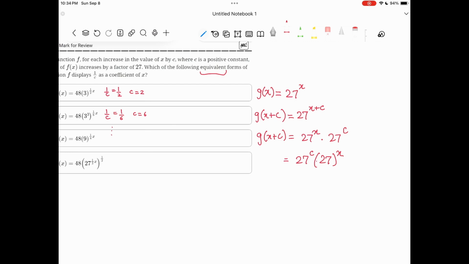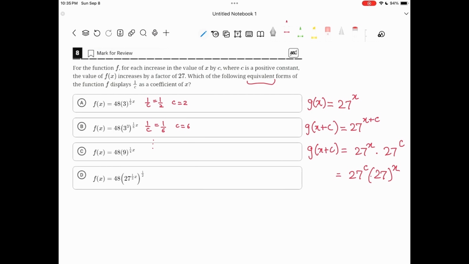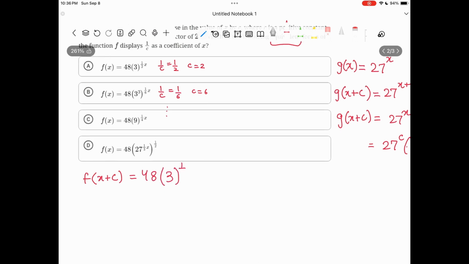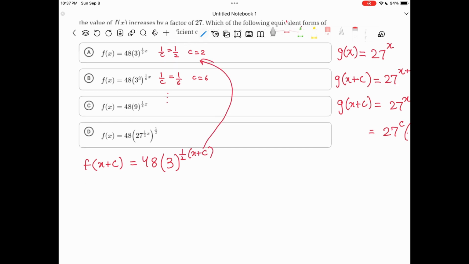Now let's come back to our answer choices. Since all of the options are equivalent forms, let's just pick option A and try the same process on this particular option. We will increase the value of x by c and we will get 48 times 3 raised to the 1/2 of x plus c. Instead of x, we plug in x plus c. We know that c is equal to 2 as we established earlier. So let's plug in c equals 2.